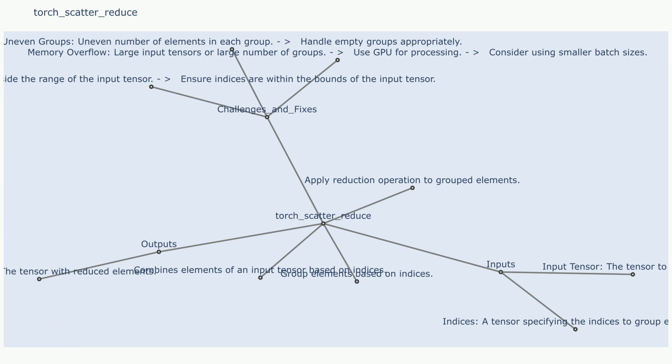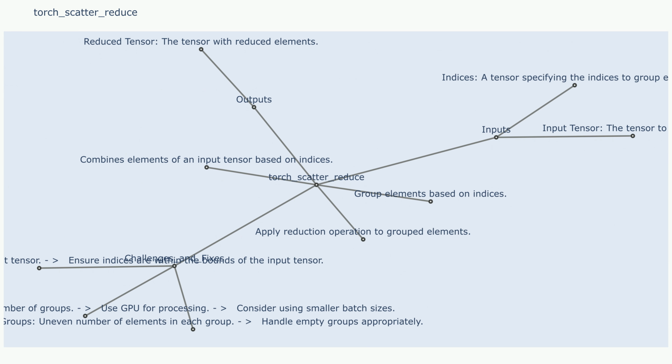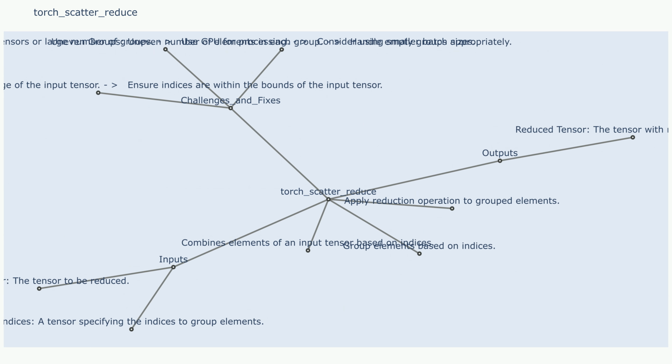If the dimensions of the index tensor do not match the dimensions of the input and output tensors, the scatter operation will fail. This often happens when you are trying to group data along specific dimensions. Sample use case that resulted in challenge 1: you want to group elements in a 2D tensor along the second dimension using a 1D index tensor.